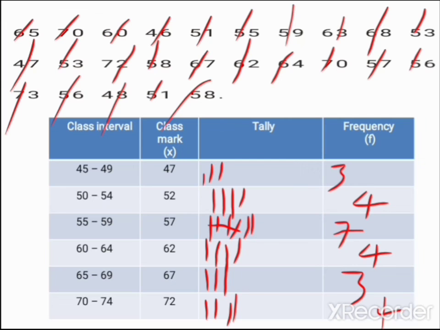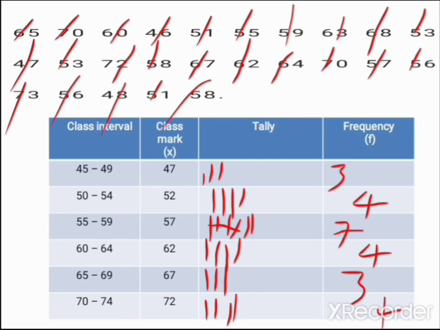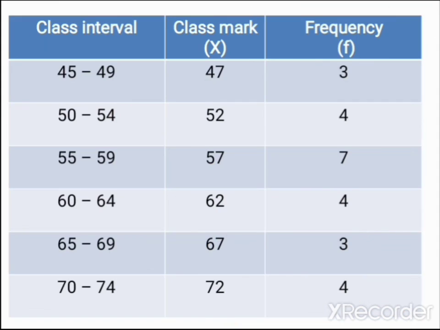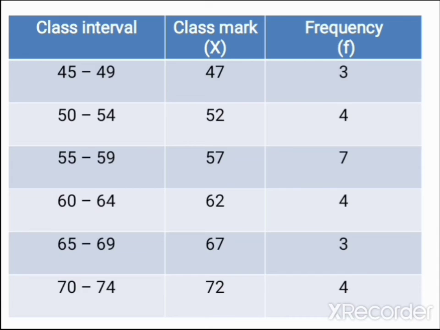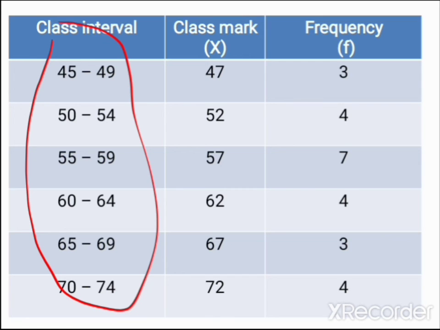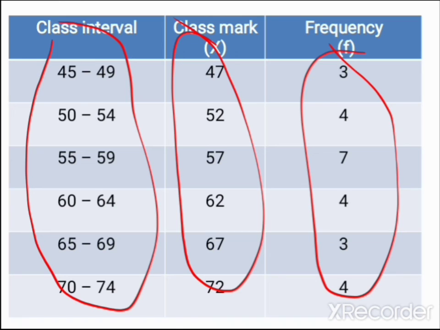Let me transform it. The first class is 3, which is 3 here. Second class 4, which is 4 here. The third class 7, which is 7 here. The fourth class 4, which is 4 here. The fifth class 3, which is 3 here. And the sixth class is 4, which is also 4 here. So this is how to compute our frequency table. These are our class interval, our class mark, our frequency. Then you also have to put the tally.